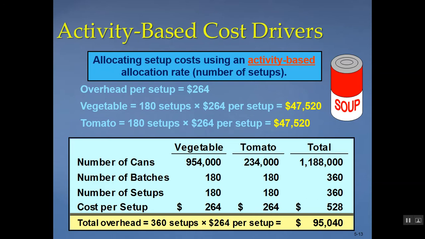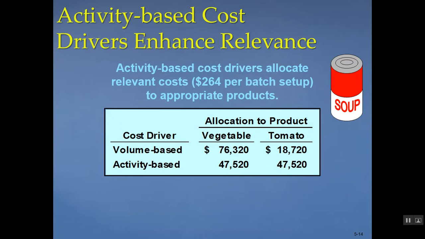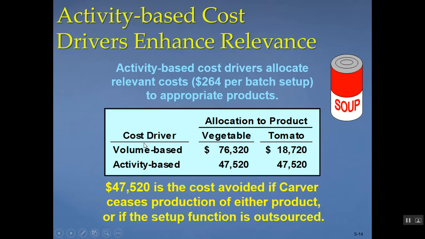If we use the number of batch setups as the more appropriate allocation base, then each product is calculated $47,520 in overhead costs, which makes more sense. This screen shows a comparison of the amounts using the volume-based driver, which is traditional, versus the activity-based, which is ABC. The activity-based cost driver allocates relevant costs to the product.